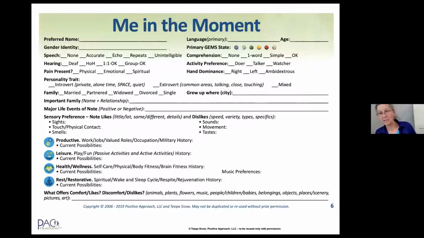Language, well, it sounds like it might be English, because that's about the only one I know well enough to do much with. Speech, well, she's got some, but it's fairly unintelligible most of the time. Comprehension, I'm not sure, but I'm suspicious given the quality of the speech. Hearing, I don't know. Activity preference. What are y'all noticing there?